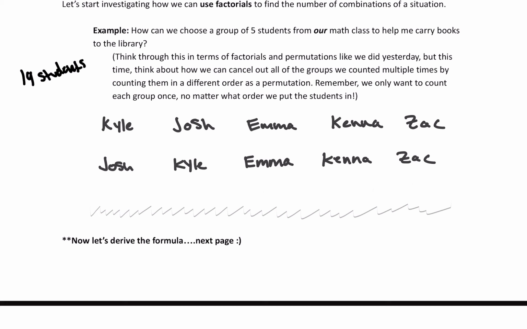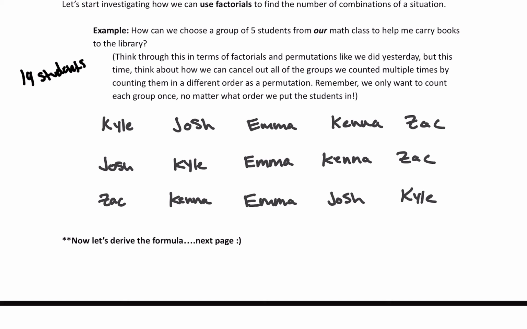Well, in a permutation, order mattered. So switching up how I chose Kyle and Josh there made this a totally different possibility. And the same thing if I chose it backwards. If I chose Zach, Kenna, Emma, Josh, Kyle instead of Kyle, Josh, Emma, Kenna, Zach, that would be a completely different line. But in a combination, we're just choosing a group of 5 students. It doesn't matter if we choose Kyle first or if we choose Josh first. These are the exact same in a combination. Okay, so in a combination, these are the same.